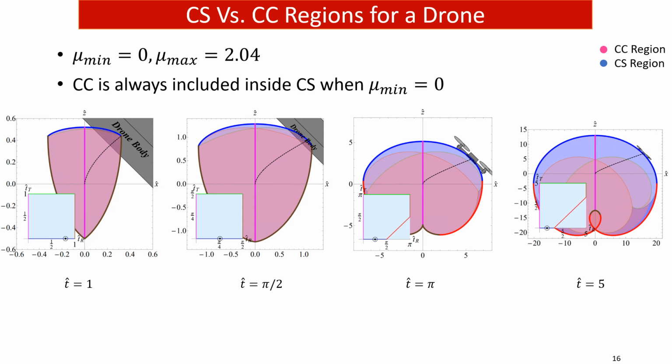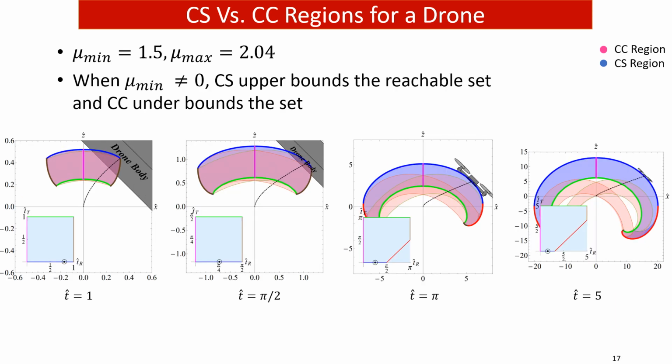When the minimum thrust is equal to 0, then CC is included in CS for all t values, as shown in the plots. When the minimum thrust is not equal to 0, then CS upper bounds the reachable set and CC underbounds the reachable set, as here the minimum thrust equals 1.5.